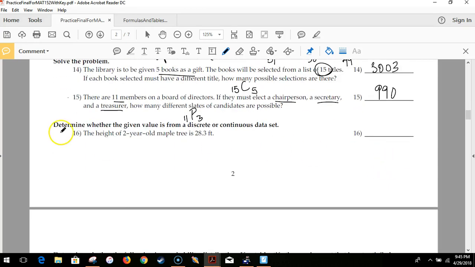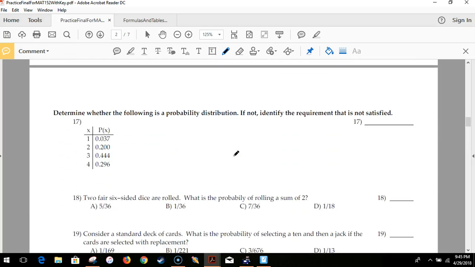Number 16 is actually one that snuck in from chapter 1. Height of a 2-year-old maple is 28.3. Is it discrete or continuous? This guy is continuous. If you can have half of something, it is continuous. Discrete is like for people or stuff you can't have half of. And we deal with a lot of discrete data in stats, but this is not one of them.